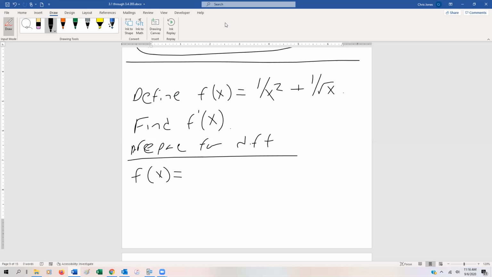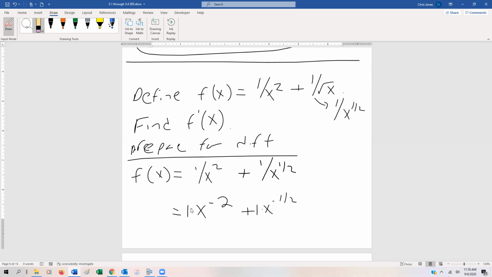One of the things we can do is rewrite 1 over root x as 1 over x to the 1/2. So this would be 1 over x squared plus 1 over x to the 1/2. Another thing we can do is take those exponents out of the denominator and rewrite them as x to the minus 2 and then x to the minus 1/2. The ones are still there, so it's really 1 times that and 1 times that, but we know that 1 is the multiplicative identity, so we don't write it.